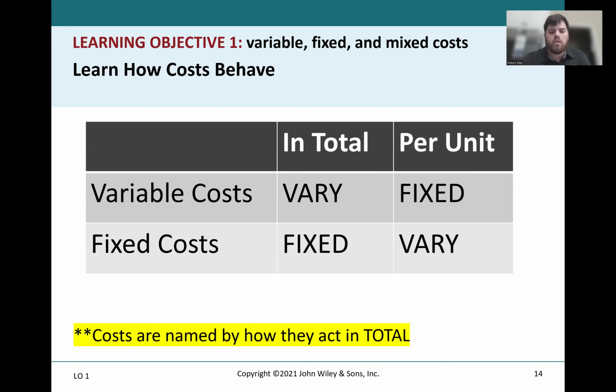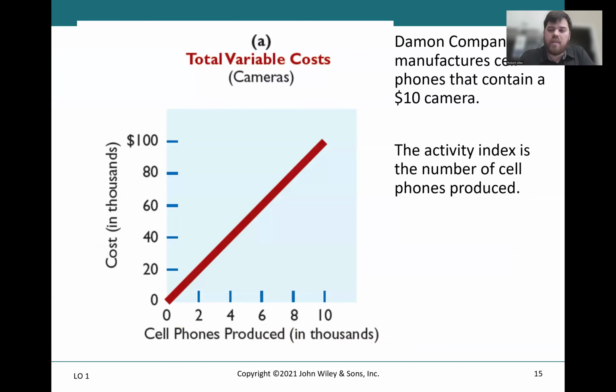Here we go. So in this case, as we said, variable costs vary in total. Fixed costs are fixed in total, but variable costs are fixed per unit, and fixed costs vary per unit. Very good. So hopefully you got that right, and hopefully you're feeling pretty good so far. Now, these are 4 really important graphs that we're going to start to talk about. We're going to show visual representations of each one of these cost relationships that we've talked about so far.